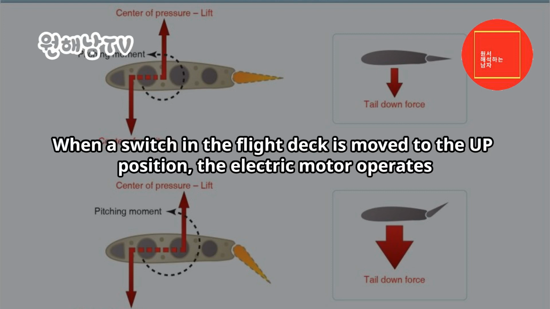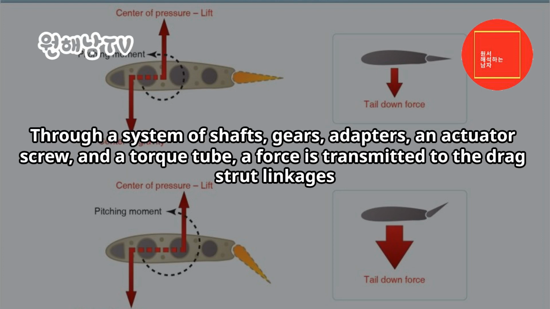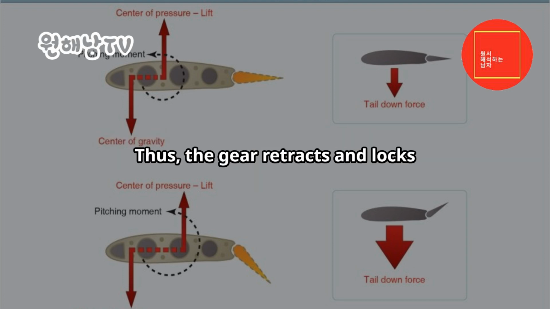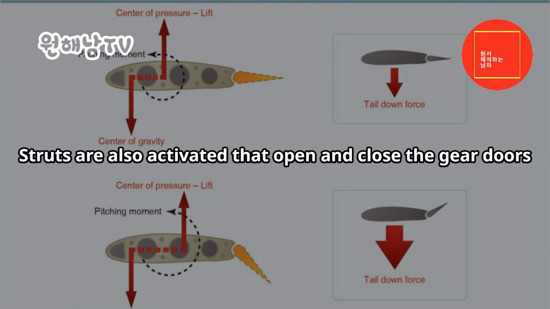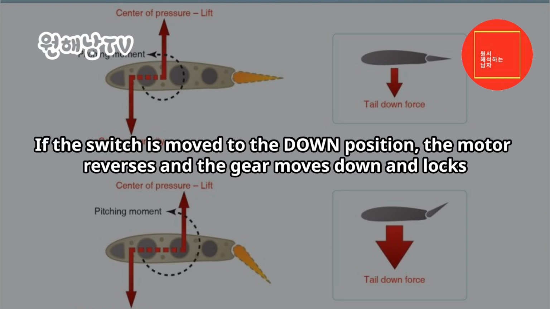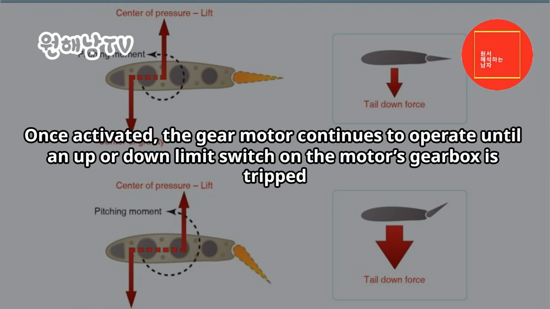When a switch in the flight deck is moved to the up position, the electric motor operates. Through a system of shafts, gears, adapters, an actuator screw, and a torque tube, a force is transmitted to the drag strut linkages. Thus, the gear retracts and locks. Struts are also activated that open and close the gear doors. If the switch is moved to the down position, the motor reverses and the gear moves down and locks. Once activated, the gear motor continues to operate until an up or down limit switch on the motor's gearbox is tripped.